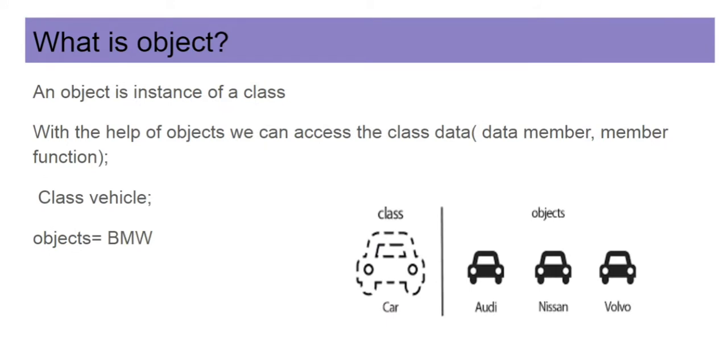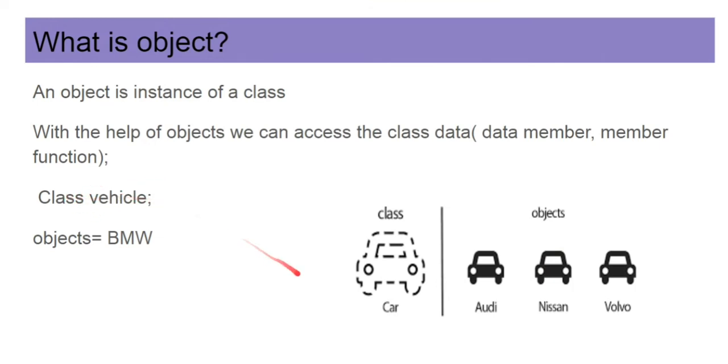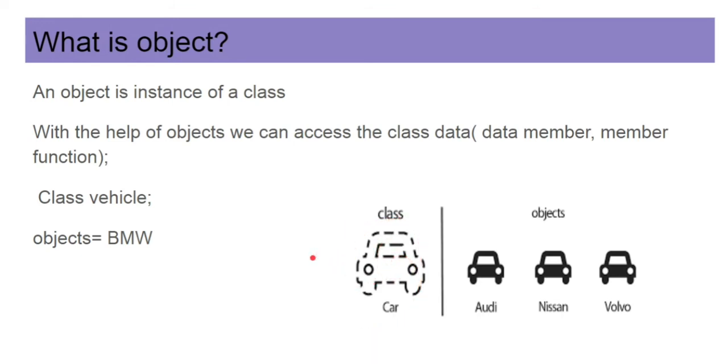So what is an object? An object is an instance of a class. With the help of an object, we can access the class data members and member functions. For example, we have a class vehicle. In vehicle, we define that a vehicle has an engine, four wheels, lights, four seats, and a lot of other properties. So we define these things in a class.